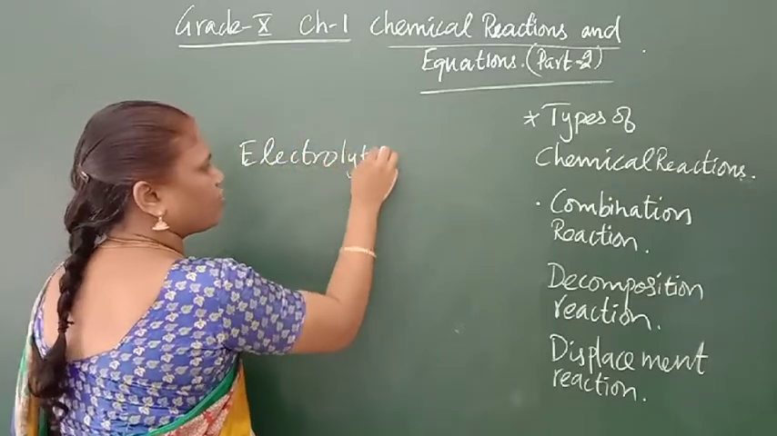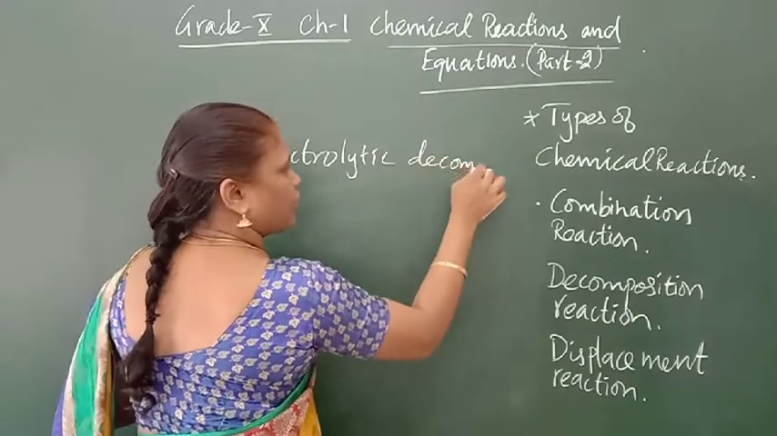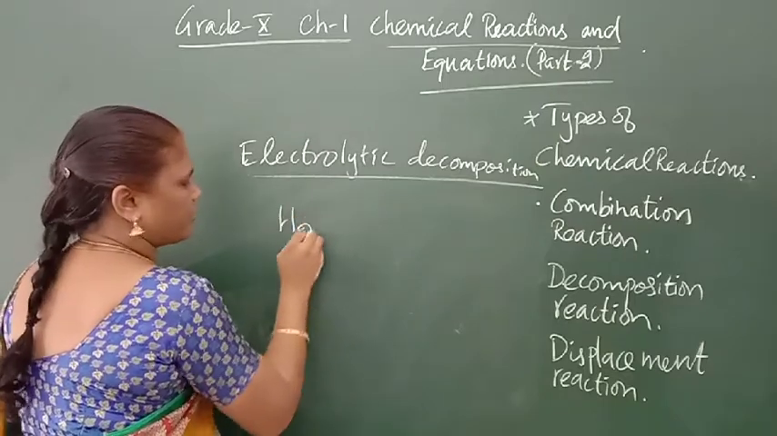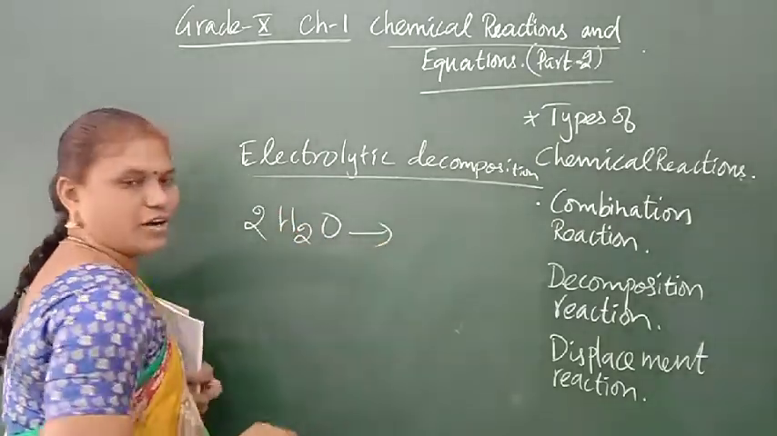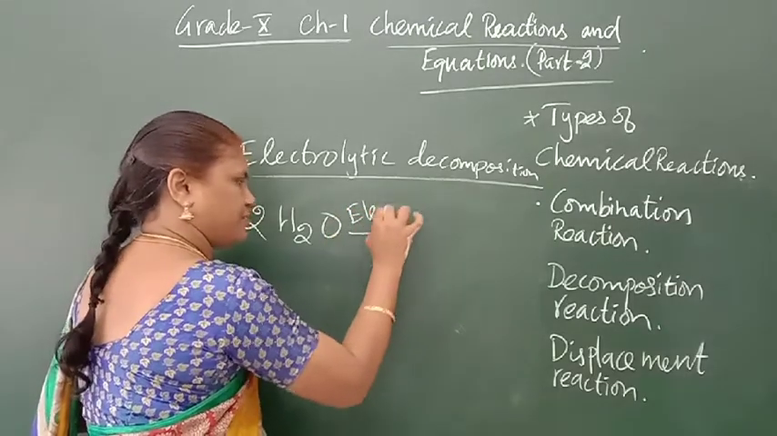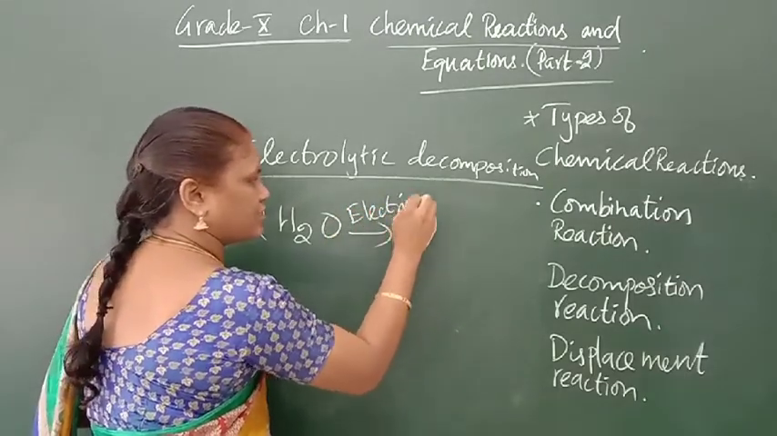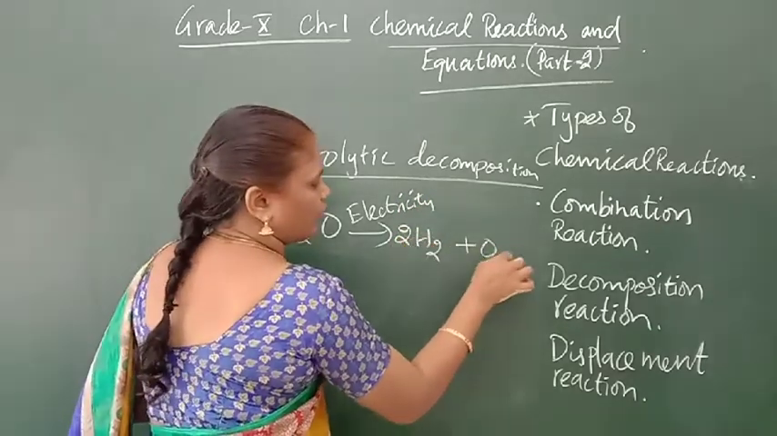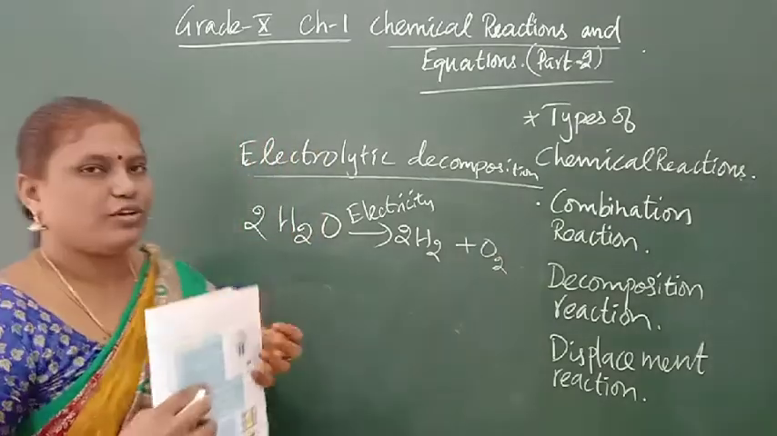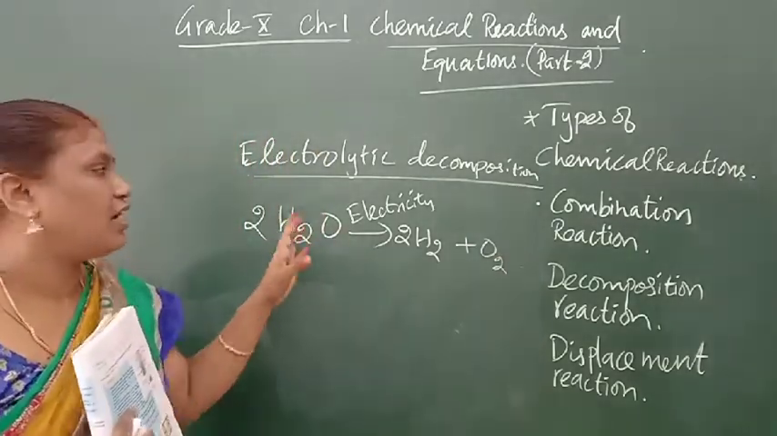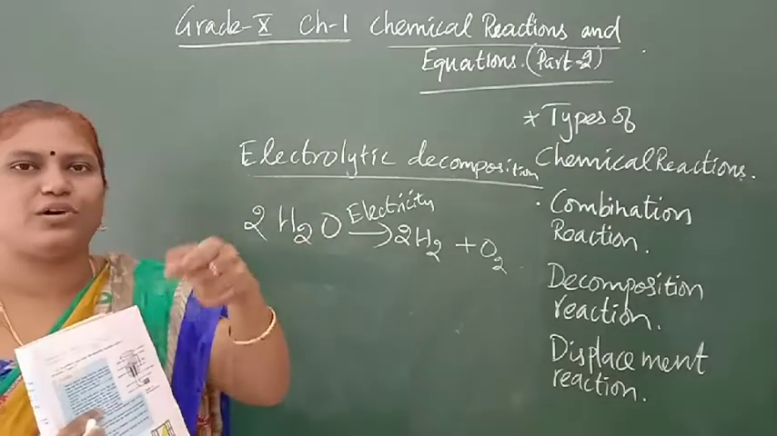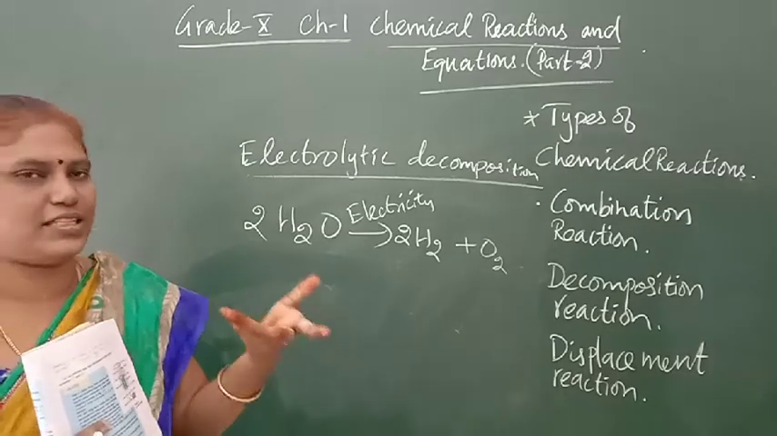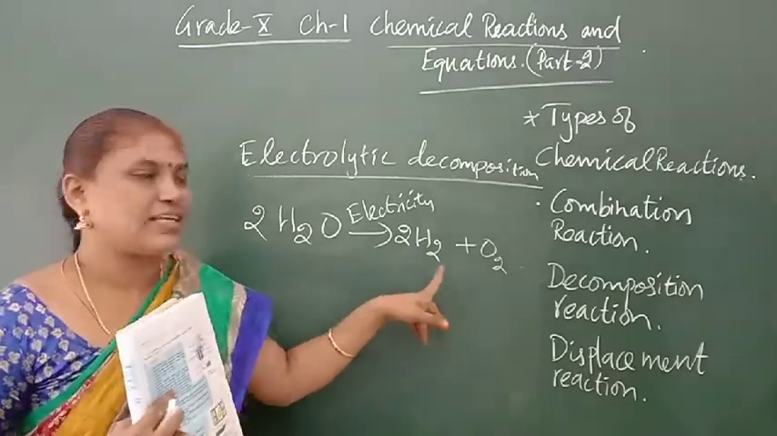And the next one is electrolytic decomposition. In your book, only water is given, but you can write other examples. Two molecules of water on passing electricity give two molecules of hydrogen and one molecule of oxygen. Already we have seen that we cannot decompose pure water. We have to add a few drops of acid, hydrochloric acid or sulfuric acid, and it splits into hydrogen gas and oxygen gas.